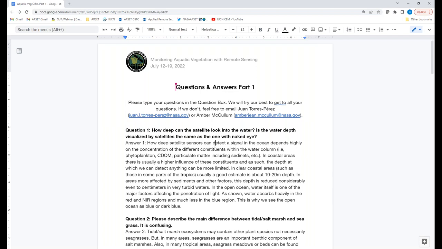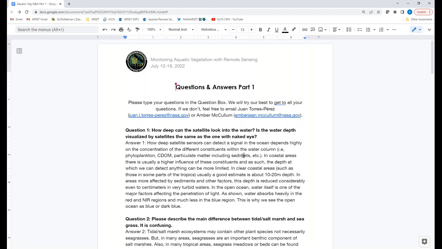The first one says, how deep can the satellite look into the water? Is the water depth visualized by satellites the same as the one with the naked eye? Well, how deep the satellite sensors can detect a signal in the ocean will depend highly, as I mentioned during the webinar, on the concentration of the different constituents within the water column, meaning phytoplankton, presence of colored dissolved organic matter, particulate matter, including sediments, and others.